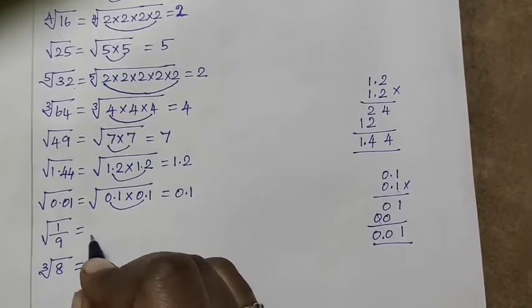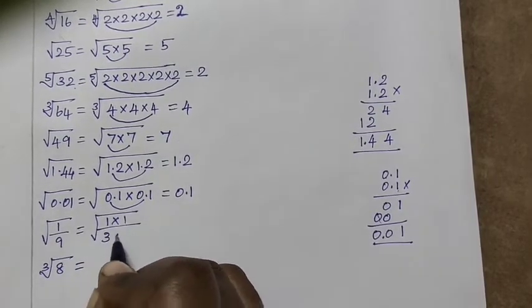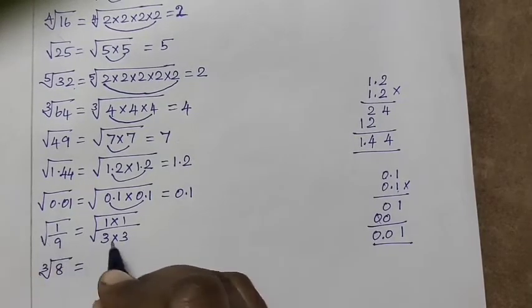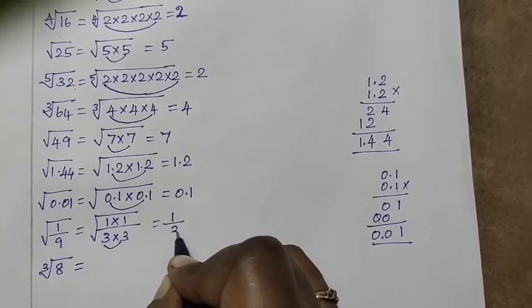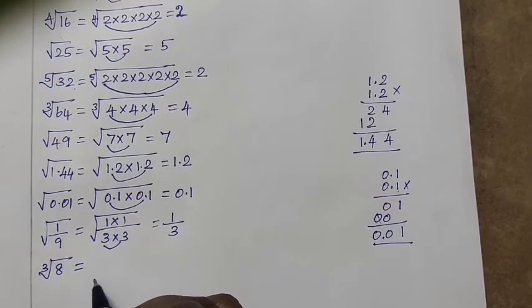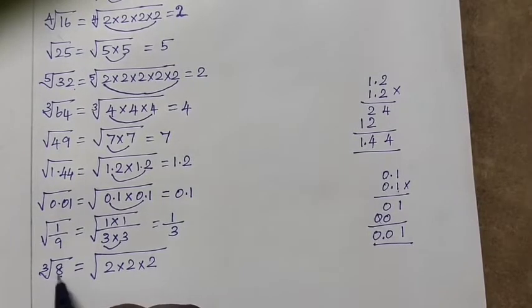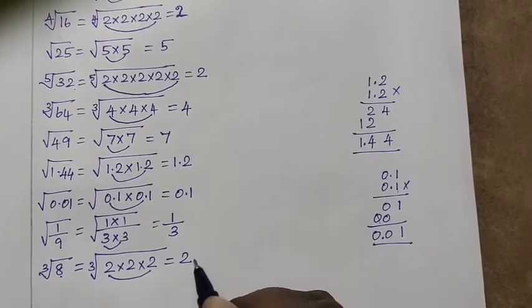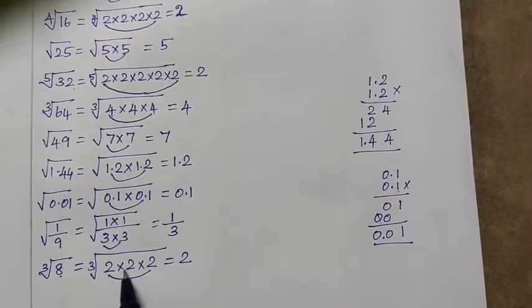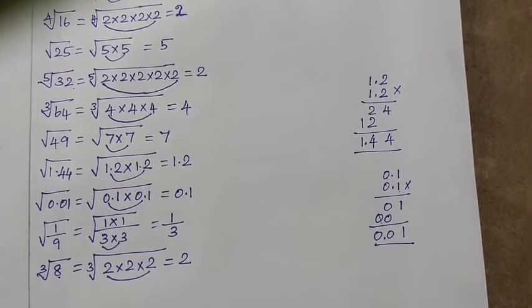Here you see 1 into 1. We can divide. Here 3 3s are 9. You have to take any one number. So 1 by 3 is the answer. You see cube root of 8. 2 into 2 into 2. Cube root, so we have to take only one 2. 2 2s are 4. 4 2s are 8. See all the answers in this.